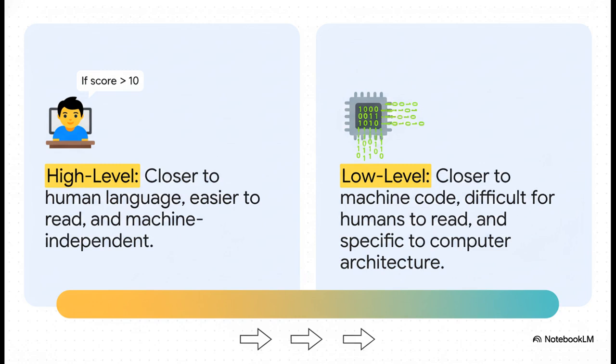So on one side, you've got your high-level languages. Think Python. They use English-like words, and they're what we call machine-independent, which basically just means you can write the code once, and it'll run on a Windows machine, a Mac, whatever, without you having to change it.